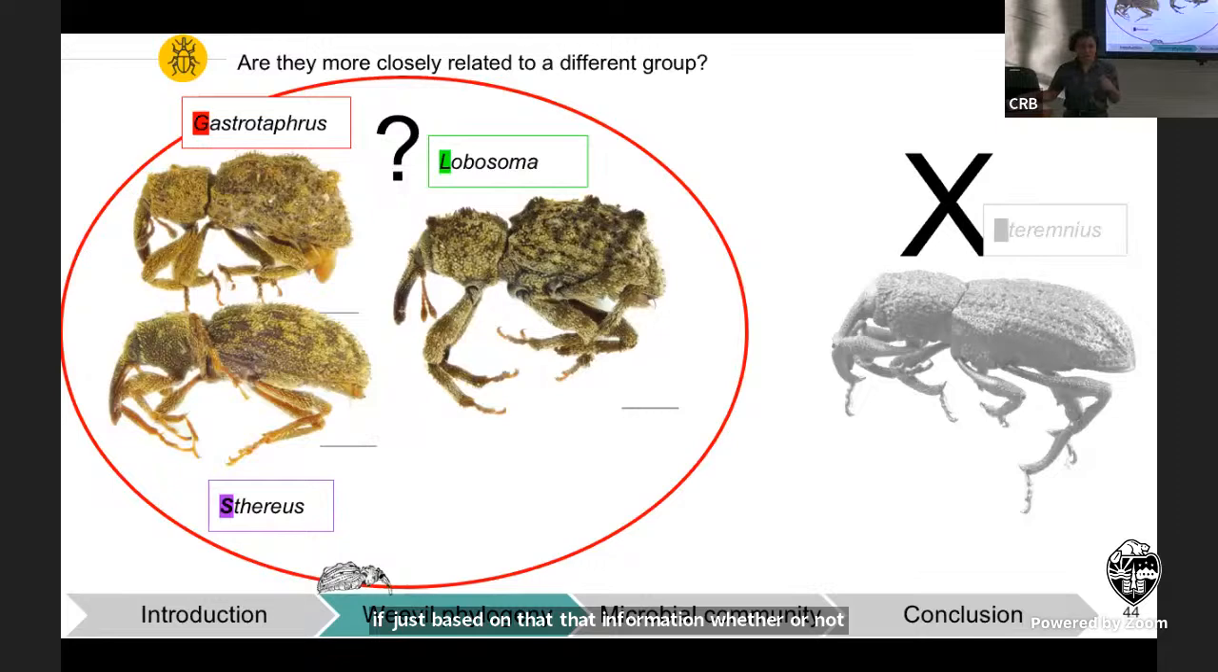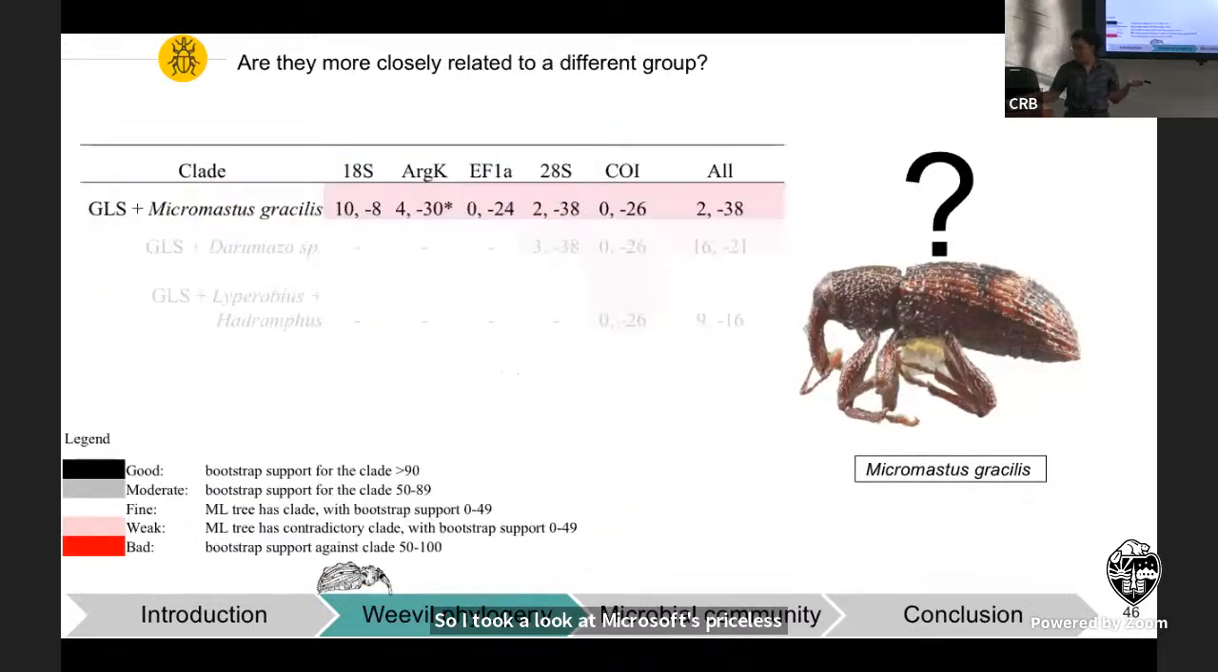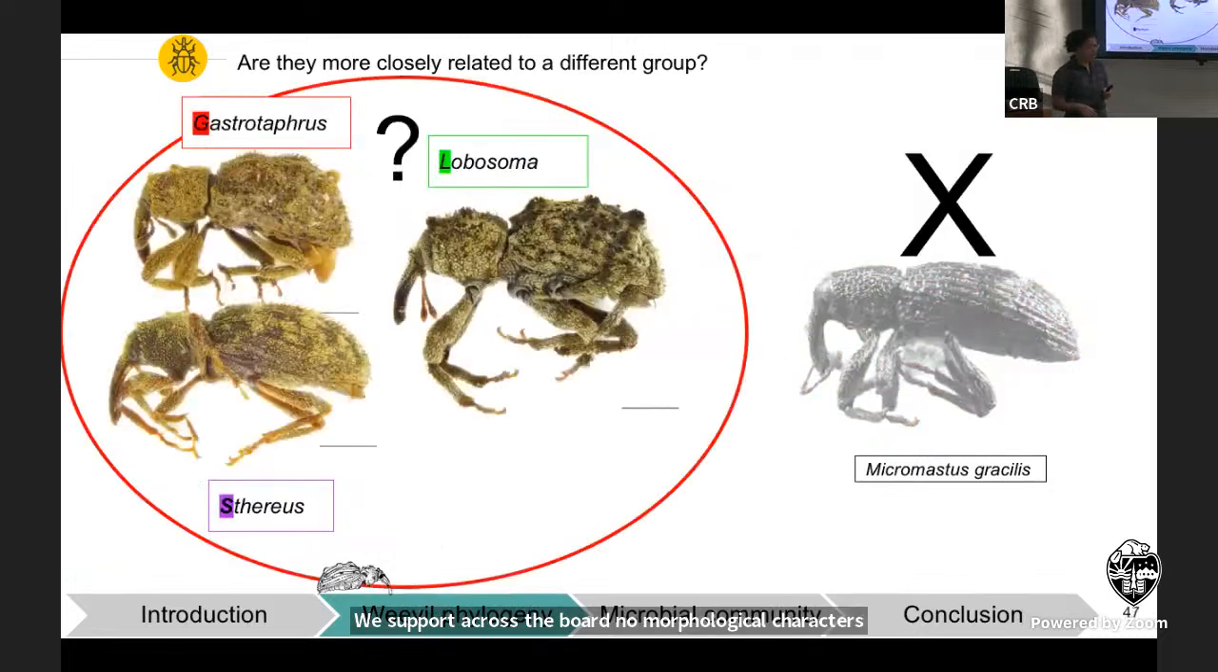So, okay, well, maybe I can help to understand it by looking at whether Gastrotaphrus, lobosoma, and Asterias are more closely related to something else. So I took a look at Micromastus gracilis, another driftwood weevil in California, another Molotini. Weak support across the board, no morphological characters that are shared derived traits. Not likely Micromastus as sister.